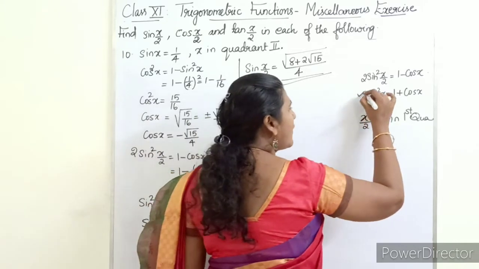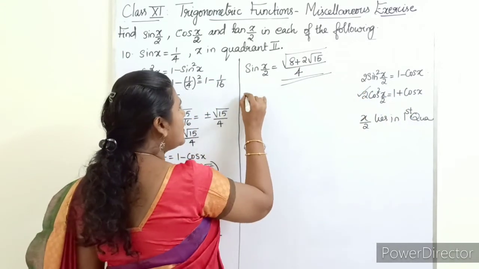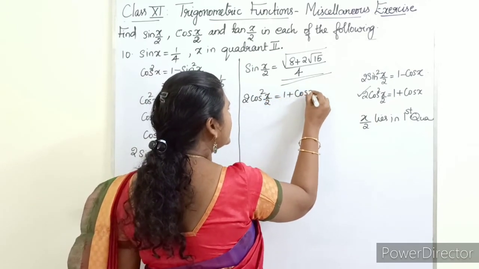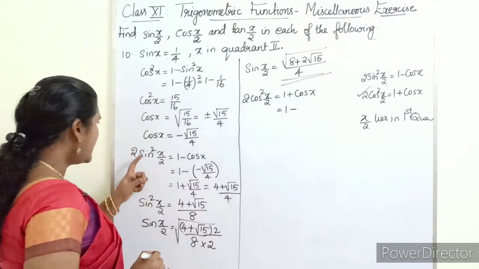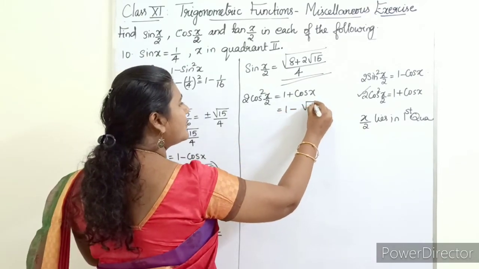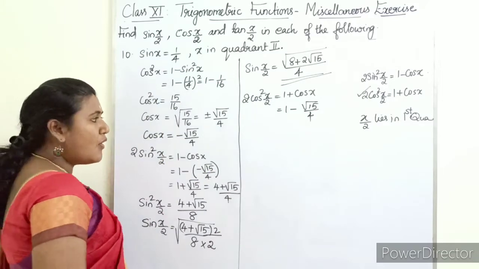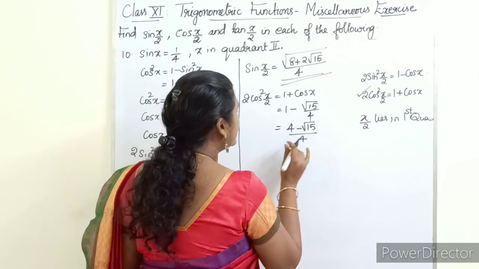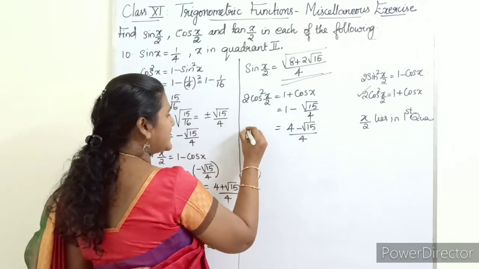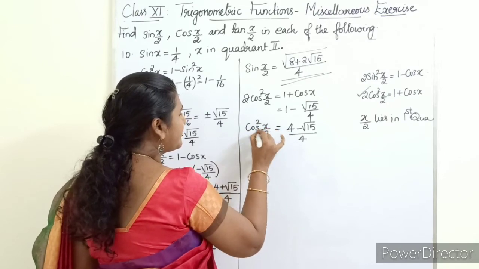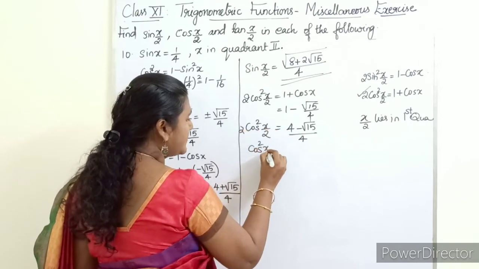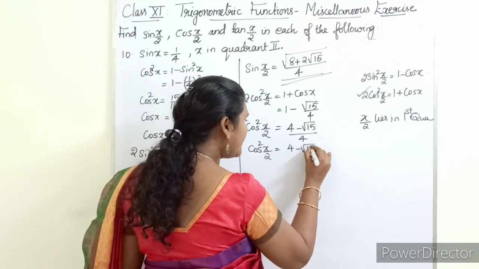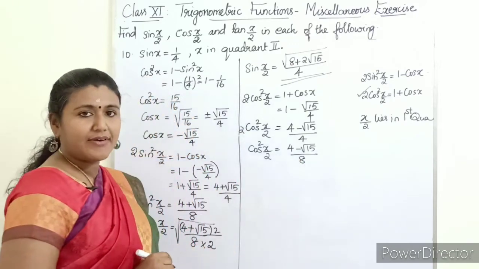Now we will use this formula for finding cos x by 2. So 2 cos square x by 2 is equal to 1 plus cos x, which is equal to 1 plus, cos value is minus root 15 by 2... now we will take 4 as LCM here. So (4 minus root 15) by 4. So this is the value of 2 cos square x by 2. So from this we will find out cos square x by 2 value. This 2 we will bring to the right side, so (4 minus root 15) by 8. So this is the value of cos square x by 2.